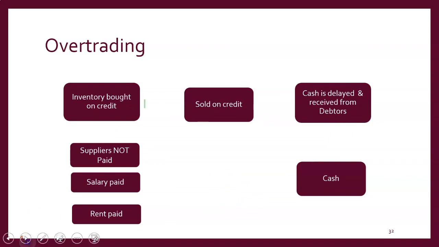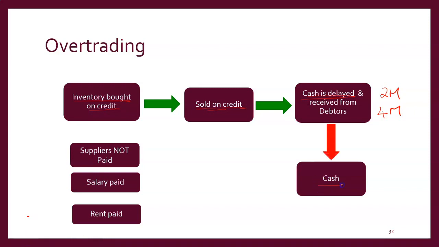For example, the company might again buy goods on credit and sell goods on credit. But this time, the cash is delayed a lot by the debtor. So if we give them a 2 months credit period, they take something like 4 months credit period and pay in a much more delayed manner. So what happens because of this? The cash is received in a very, very delayed manner. Rather than receiving in 2 months time, the company might even receive in 4 months time from the credit customers.